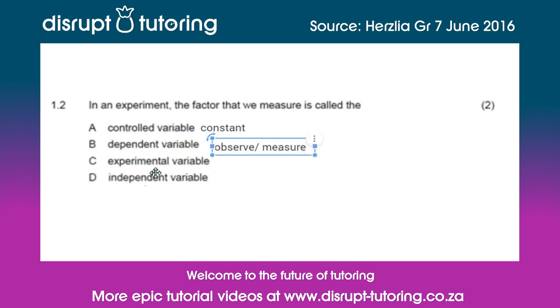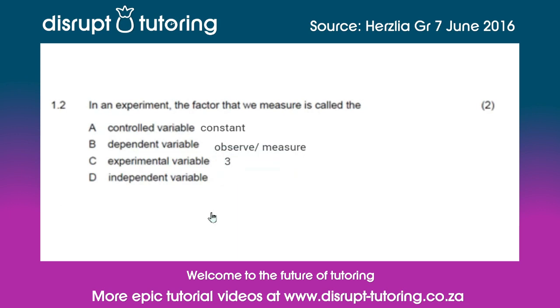Alright, an experimental variable. Now this is a term which essentially classifies all of these three different variables. There are three variables that are possible in an experiment, and they're all called experimental variables. So I'll just put 3 in there.